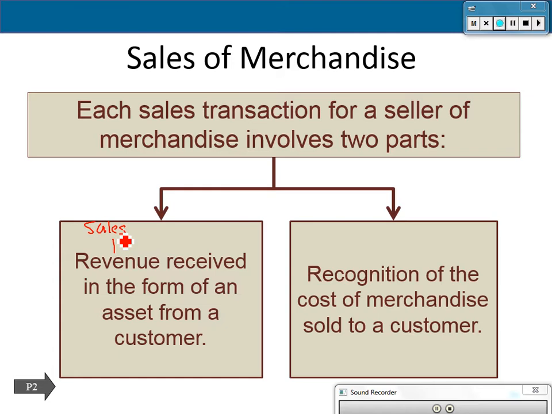Accounts receivable, right? Something that you need to write down and remember is that anytime you sell an item, you also have to account for the cost of that item. And it's always going to be 2 journal entries under merchandising. So anytime you sell merchandise, you must account for the cost of that merchandise.